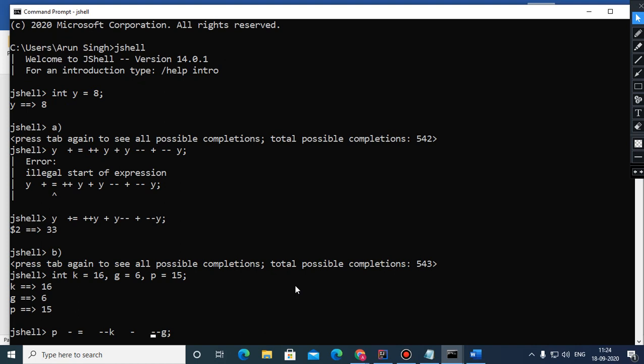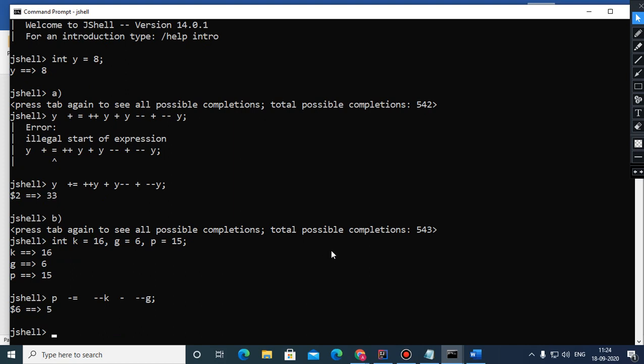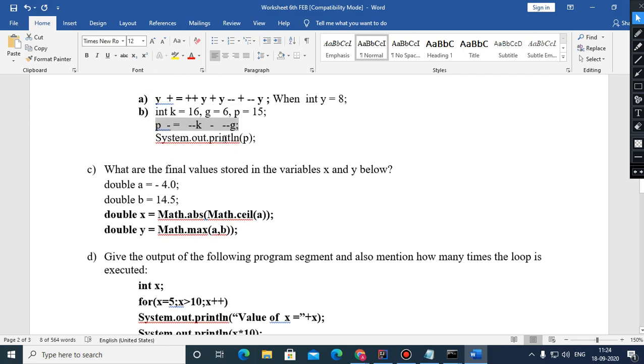So again, yes, it is 5. Y minus 5, it is 5. Y minus 5. Initial value of k is 16, and initial value of p is 15. So 15 minus 15, and minus g, it is 5.